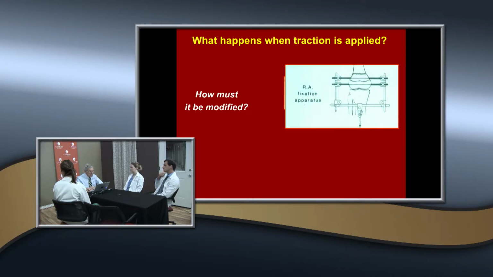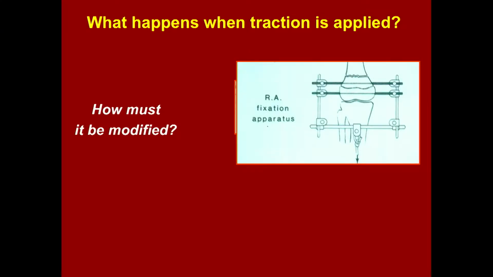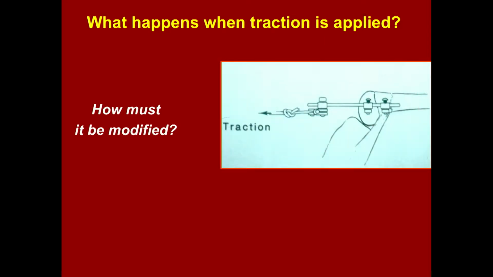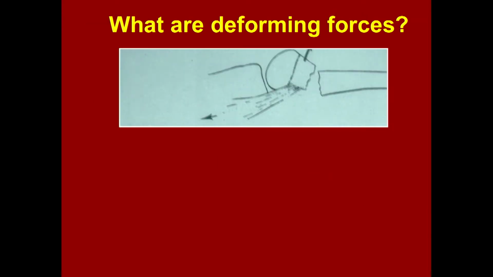Yeah. So they have to do this. We don't do this much anymore, but if you want to treat this in traction, you have to have 2-point fixation, as you can see here. If you apply them in traction, then you can control the rotation as long as you have 2 points. If you only have 1 point, it'll rotate around that 1 point. So you can put one in the epiphysis and one in the metaphysis. How else can you treat them? These are the deforming forces.